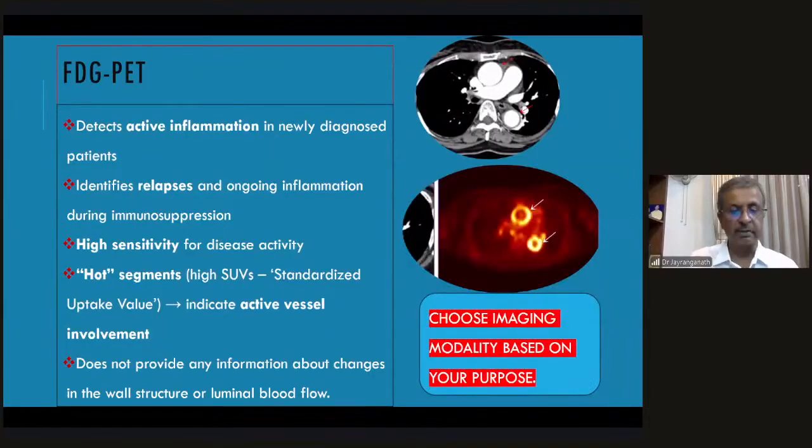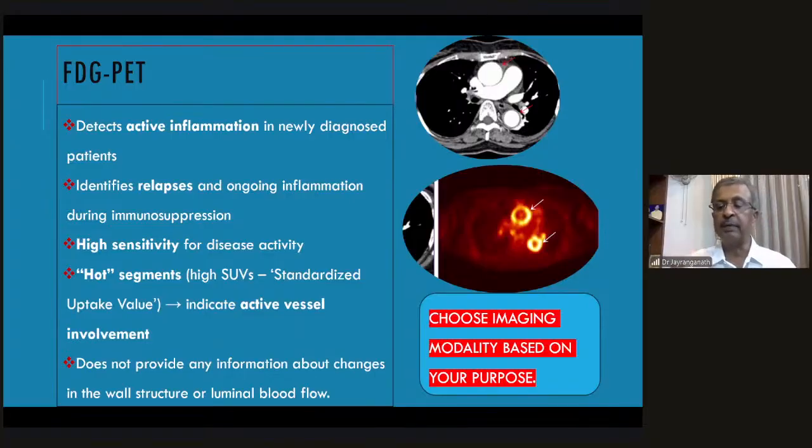PET scan, yes. It detects active inflammation without any drug, like any other inflammatory disease, in newly diagnosed patients. It identifies relapses and ongoing inflammation during immunosuppression. It has a very high sensitivity for disease activity. It indicates active vessel involvement, but does not provide any information about changes in the wall structure or luminal blood flow. It does not. But it is definitely very sensitive for disease activity.